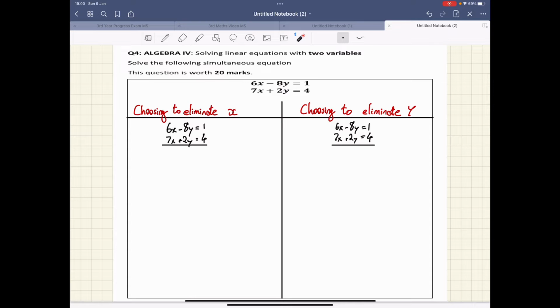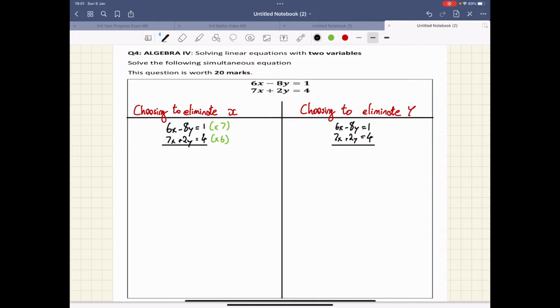Some students opted for eliminating x and some opted to eliminate y and then used whatever they got to find the other value. So I'm going to show you how this question is approached in both ways. I'm going to start by choosing to eliminate x. So what I need to do is multiply the top line by 7 and the bottom line by 6. And why am I doing that?